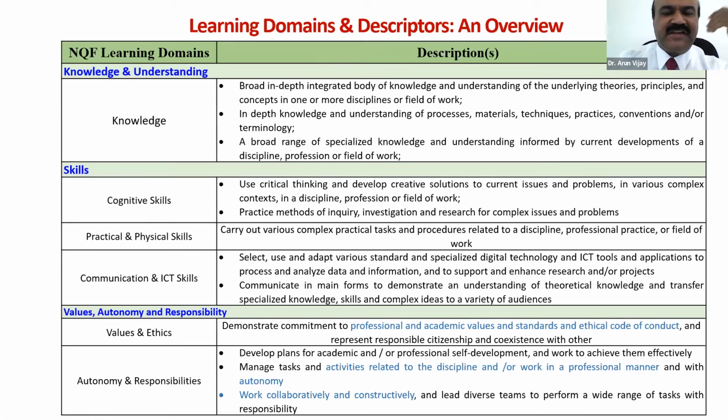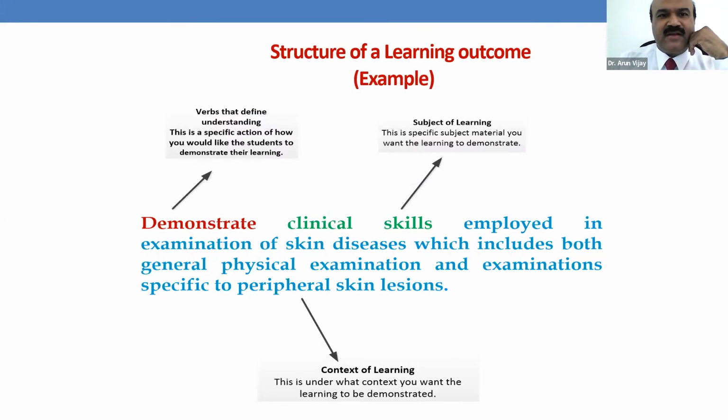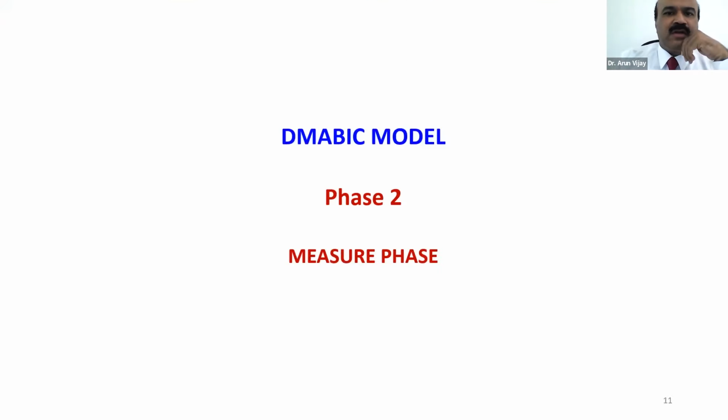Just briefly, these are the three domains we are following in Saudi Arabia as per the National Qualification Framework. Knowledge and understanding is one domain, skills is another, and values, autonomy, and responsibility is the third domain. The entire learning outcomes are organized according to these three domains. Then in the define phase, we check the structuring of the learning outcome. There are three different structures. I can show you the next slide. It should start with an action verb, followed by the subject of learning, and the context of learning. So we will verify whether the learning outcome is structured in a proper way or not from the quality and accreditation perspective.